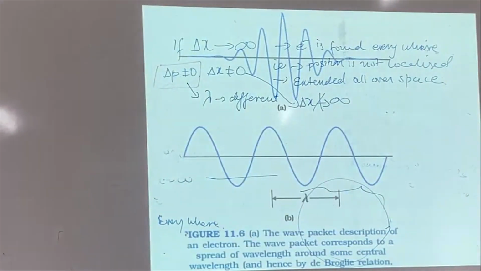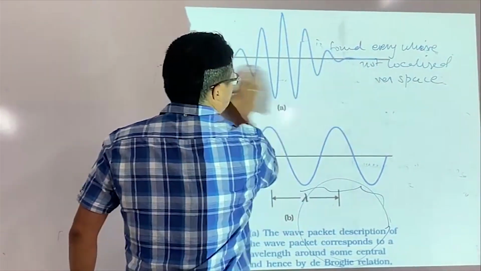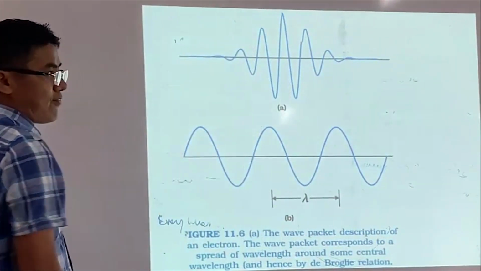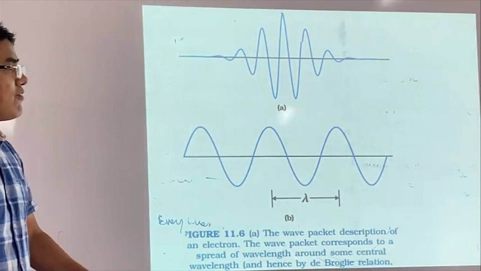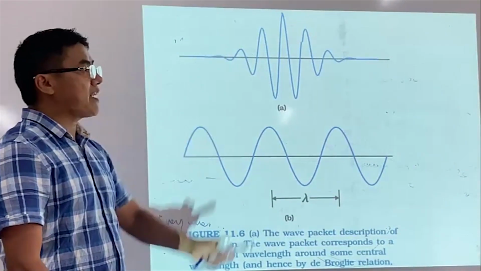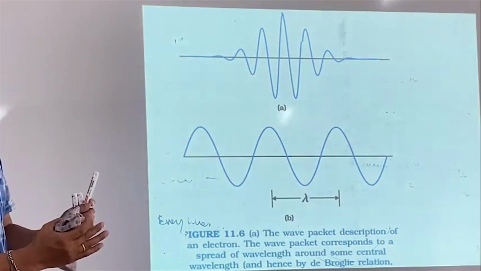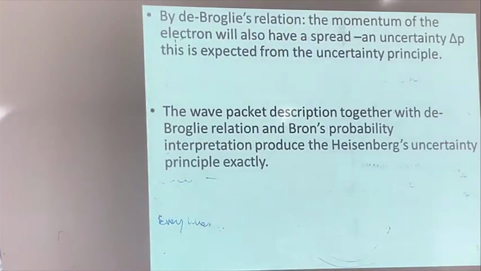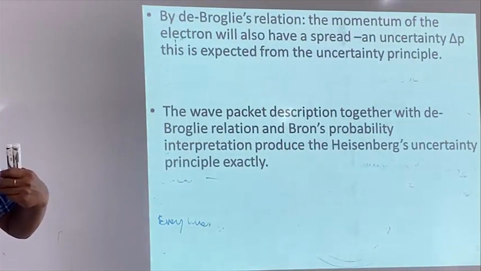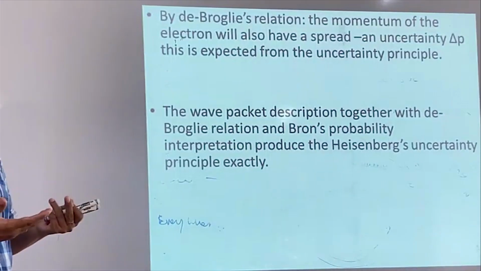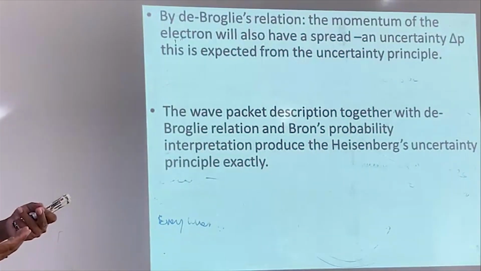So this is what I talk about. It is not a single wavelength extended everywhere in the universe, all over space, which is not true. It is a wave packet, extended only in certain finite regions. Now what I would like to do here is the uncertainty principle. The Heisenberg uncertainty principle is an outcome of the de Broglie and Born interpretations and wave packets.